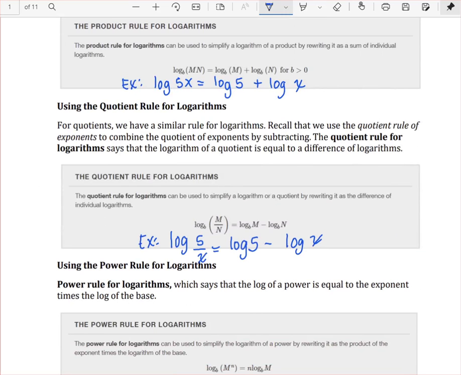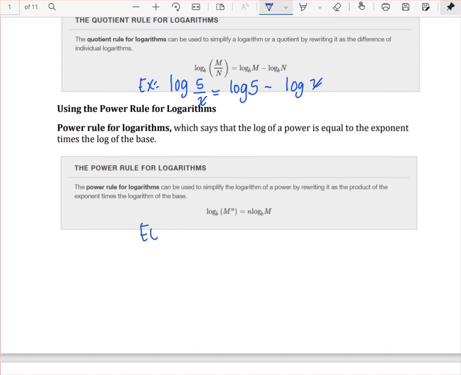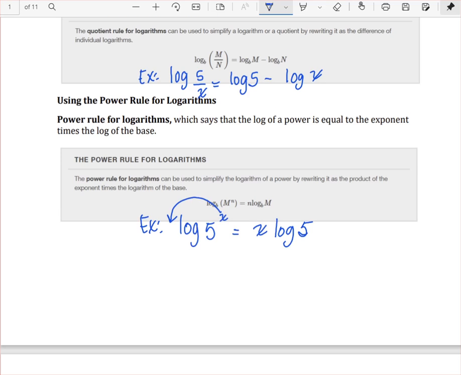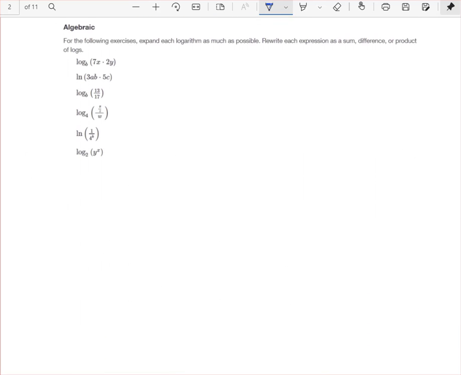Notice how I'm writing log and log several times. Any exponents on the logs can come to the front, like that. So those are the three main properties that we're going to discuss, and then we're going to do some examples with them. For example, here it says rewrite the logarithm as a sum, difference, or product of logs.